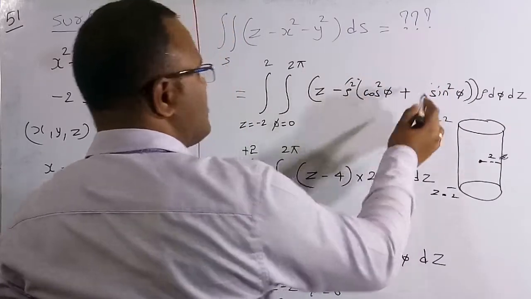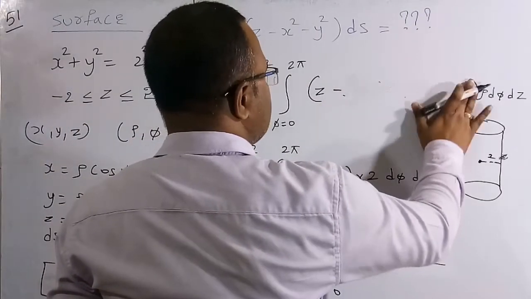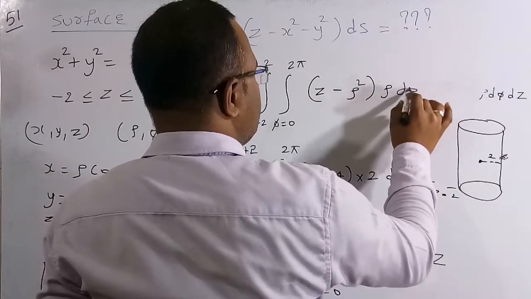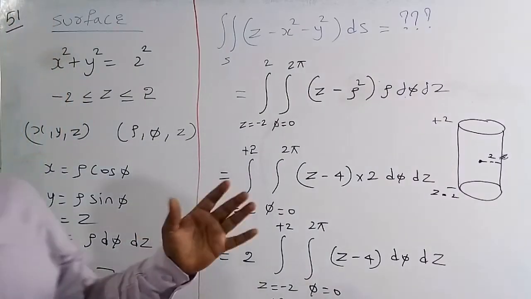So therefore cos square plus sin square is nothing but 1. So finally we are going to get here like this. Finally (z minus rho square) into rho d phi dz. So finally we are going to get this term, but there are 2 variables.